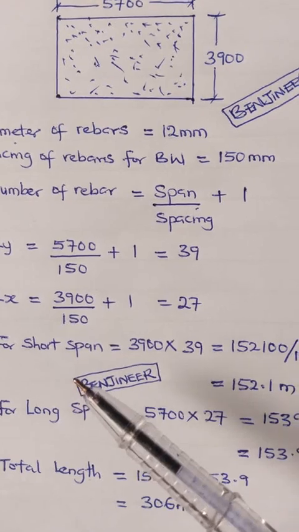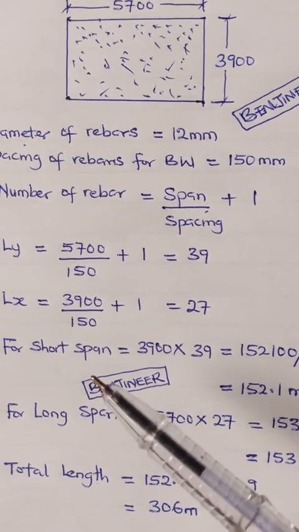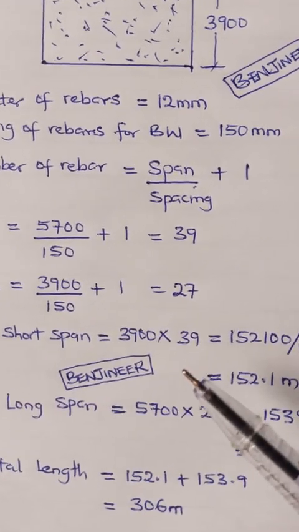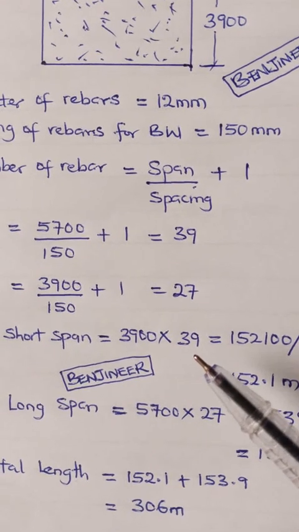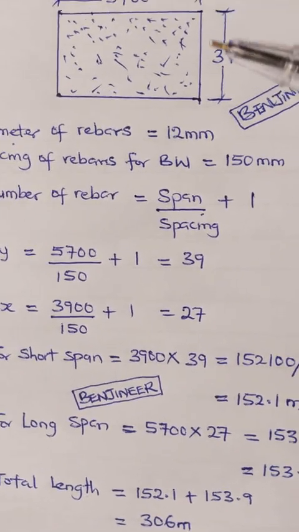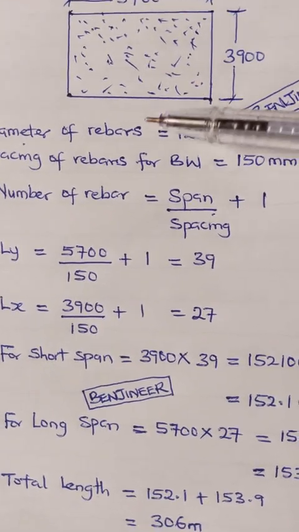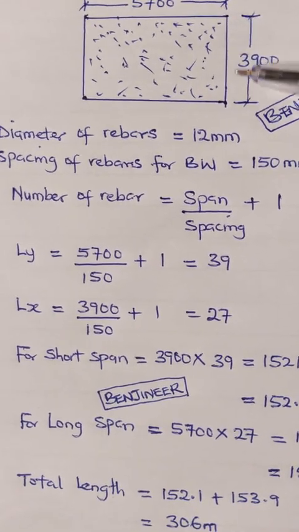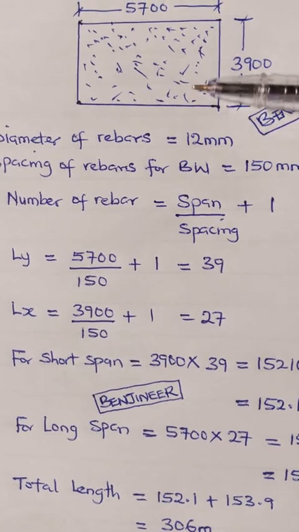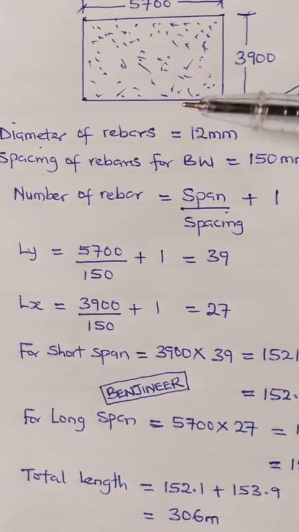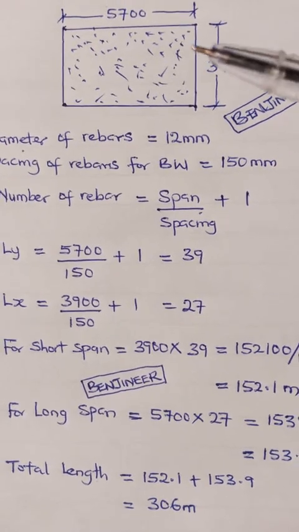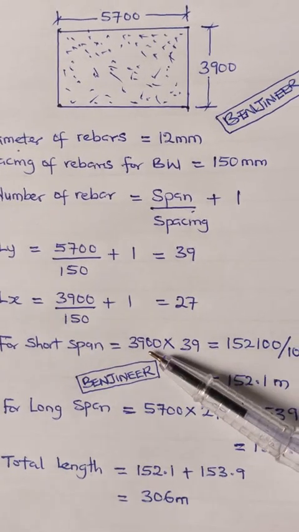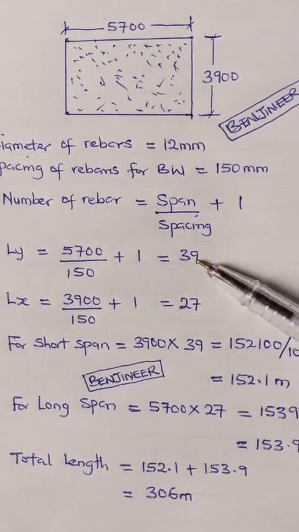Now for the quantity of reinforcement based on their various spans, for the short span we have 3,900 times 39. Understand that the reinforcement runs across this short span, the short span now, which is this way. The reinforcements are placed across the longer side. So you have to multiply the number you have gotten by the length of that short span. So we have 3,900 times 39.